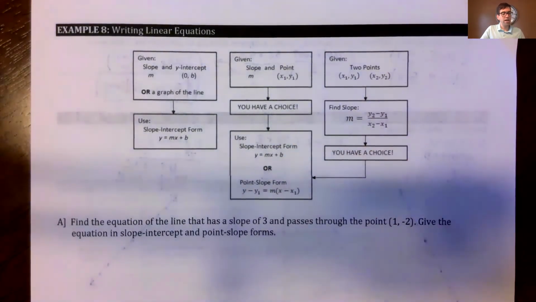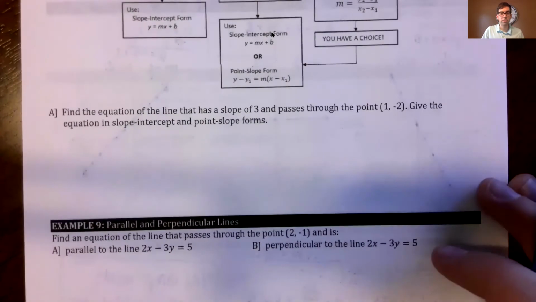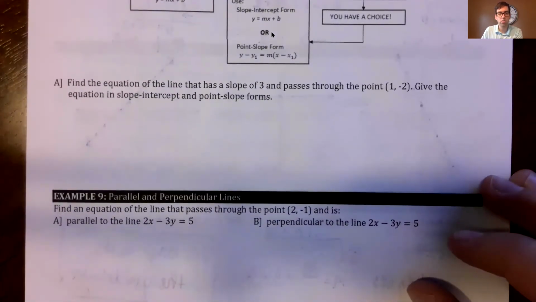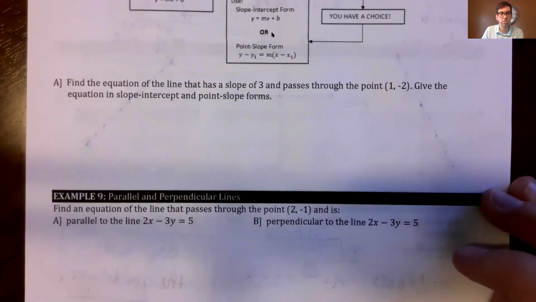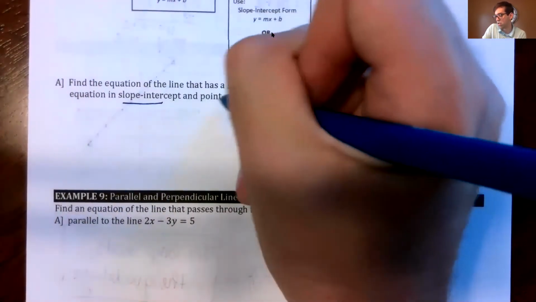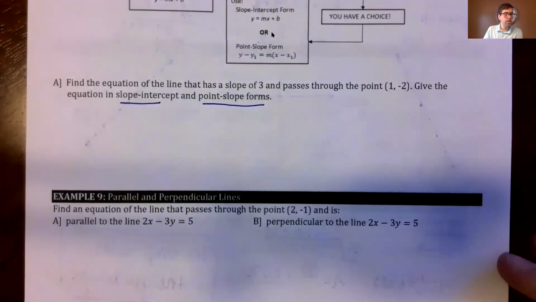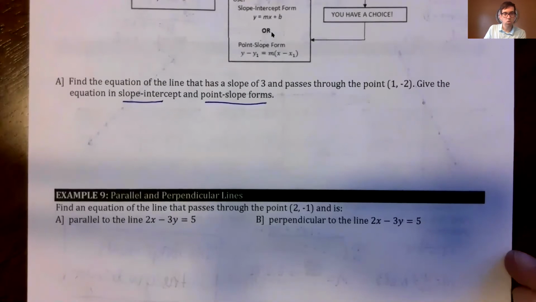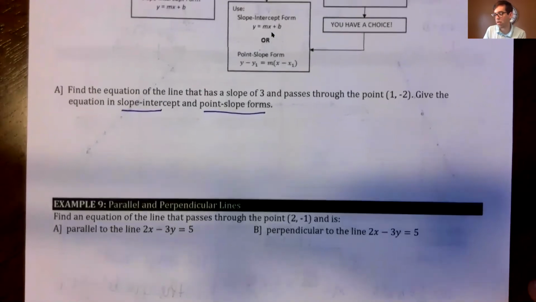So let's take a look at letter A here. We're going to find the equation of the line that has a slope of 3 and passes through the point (1, -2). Give the equation in slope intercept and point slope forms. So in this one question, we're going to find the equation 2 different ways. And then after this, you can choose which one you like better.